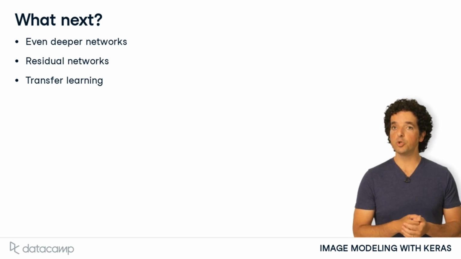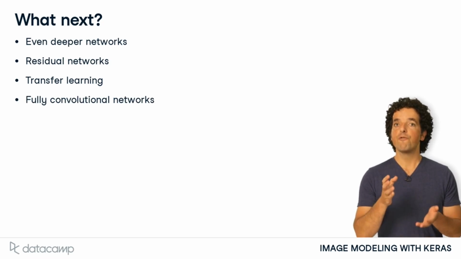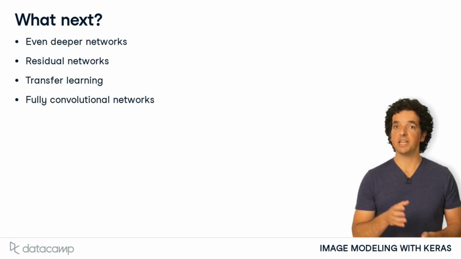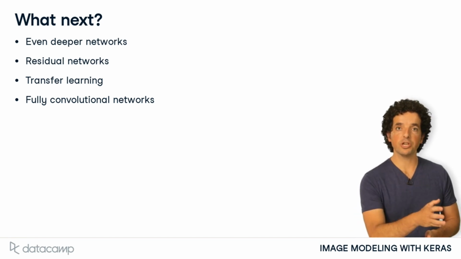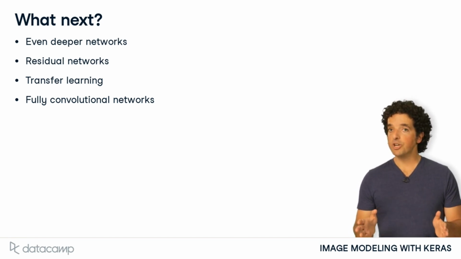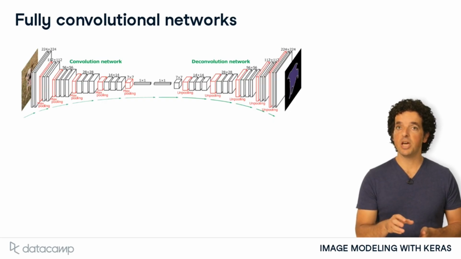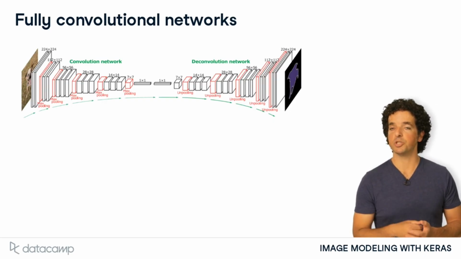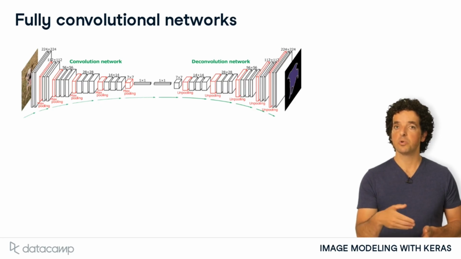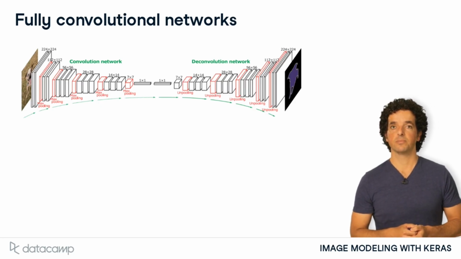In addition to convolutional networks that perform classification, there are so-called fully convolutional networks that take an image as input and produce another image as output. For example, these networks can be used to find the part of an image that contains a particular kind of object, doing segmentation rather than classification.